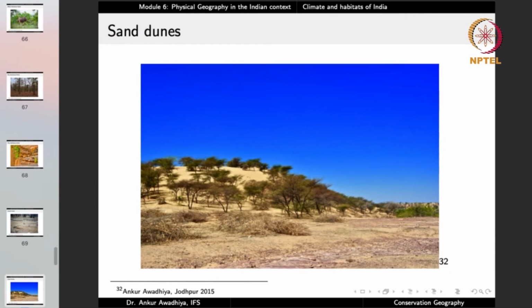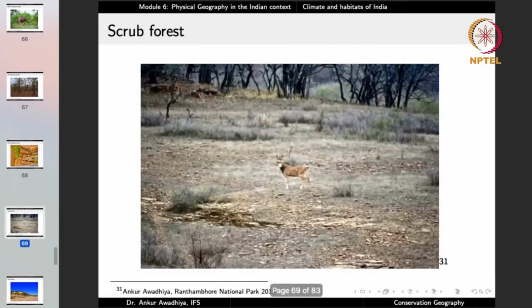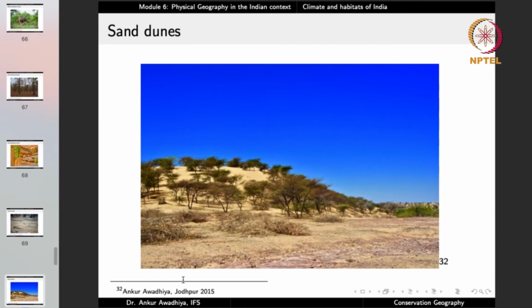These trees have been planted by the forest department. So these are exotic trees that have been planted to support the sand dune, so that the sand dune does not move from one area to another area, to stabilize the sand dune. But essentially, you find very little vegetation in these areas. But these areas still support a large amount of biodiversity that is especially suited for these conditions. So we find this spiny-tailed lizard in the Desert National Park, and this is not found in other areas.